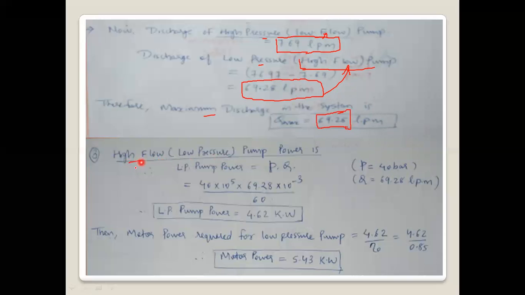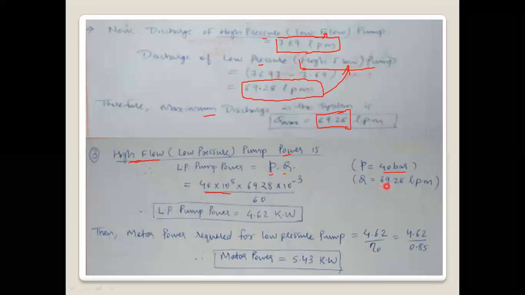For the high flow pump, the power will be equal to pressure multiplied by discharge. The pressure for the high flow pump is 40 bar, as given in the statement. I will convert 40 bar into Newton per meter square: 40 into 10 raised to 5.